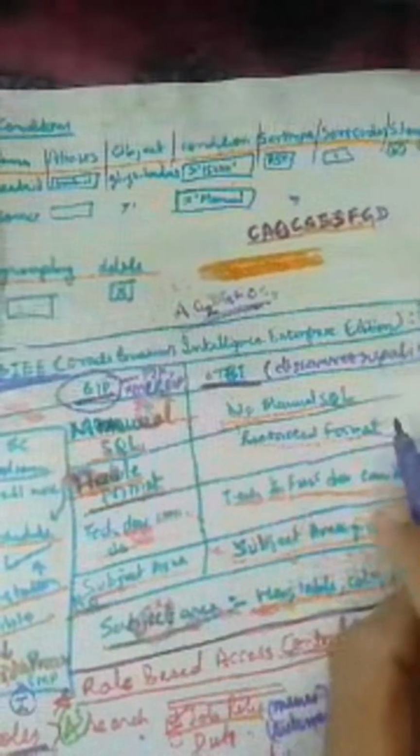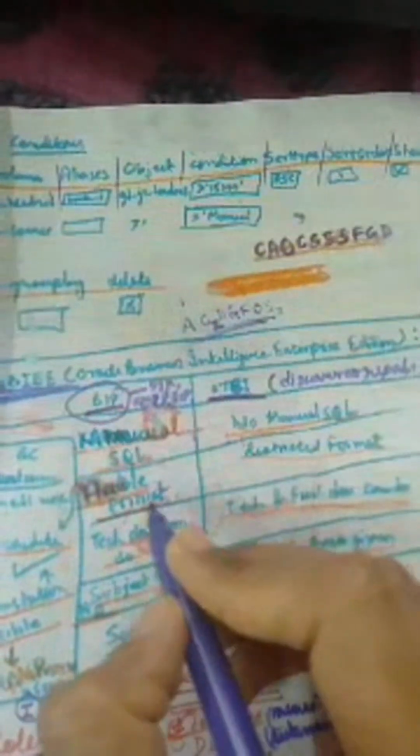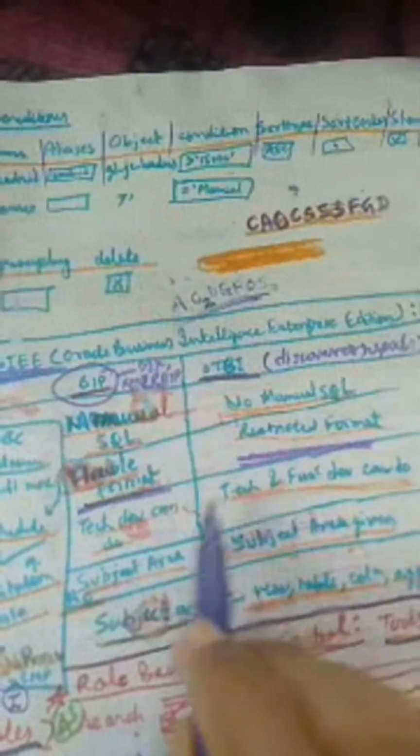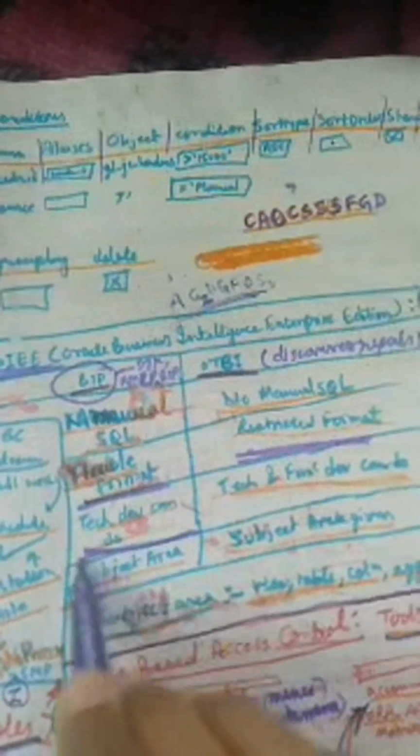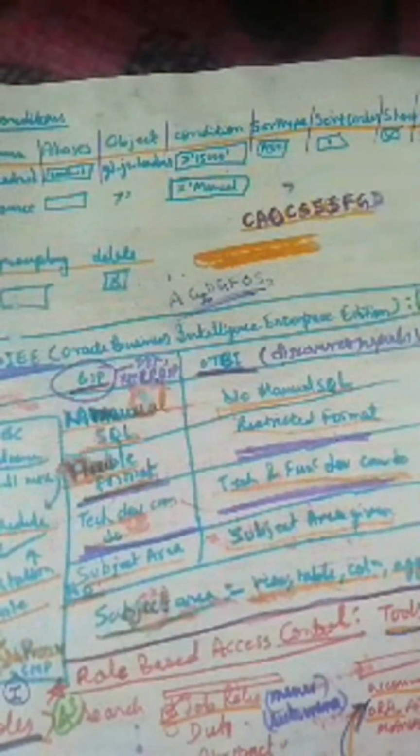The main difference between OTBI and BIP is, first, you can write whatever manual SQL here. You can make a data model with the manual SQL query. Here there is no manual SQL involved. What we do is find the schema name and table name, drag and drop columns, apply conditions, group by, everything, and it automatically generates the report. So there is no manual SQL involved here. This usually has a flexible format, while this has a very restricted format. This is something which technical developers can do. This is done by both technical and functional developers.